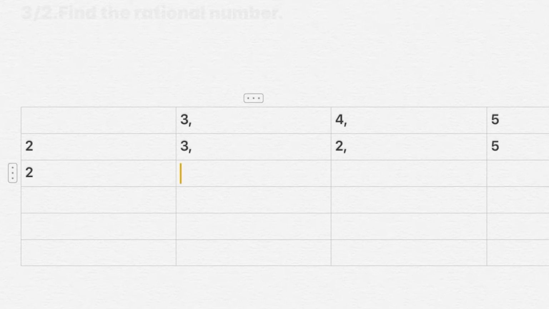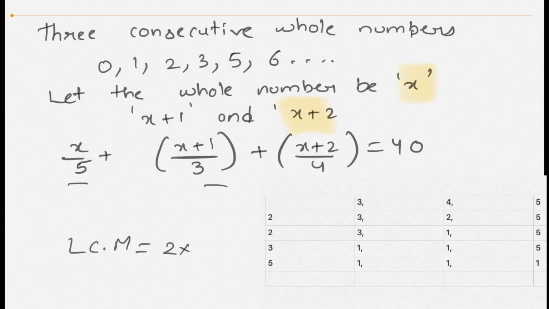Again 3 is not divisible by 2, 2 divided by 2 is 1, and 5 is not divisible by 2. Now we take the next number, which is 3. 3 is divisible by 3, which gives 1, and 5 is not divisible by 3. So we are left with one number, that is 5. We divide by 5, so we have 1, 1, 1. LCM is equal to 2 into 2 into 3 into 5, which is 2 fives are 10, 2 threes are 6, which is equal to 60. So we have the LCM as 60.